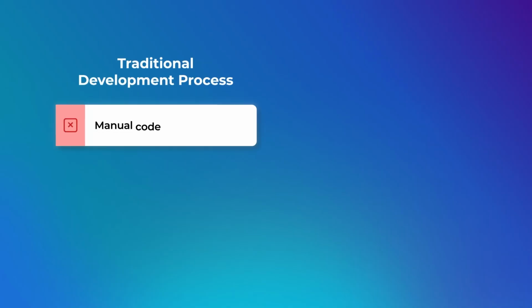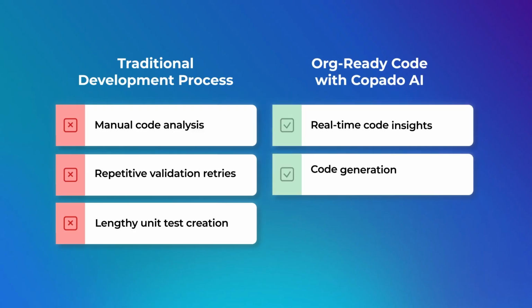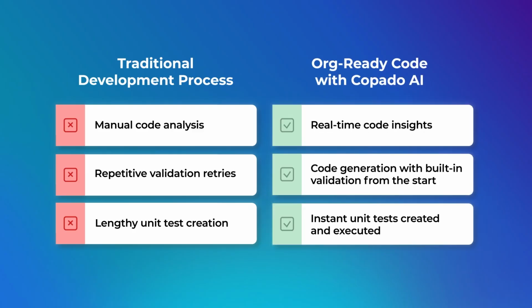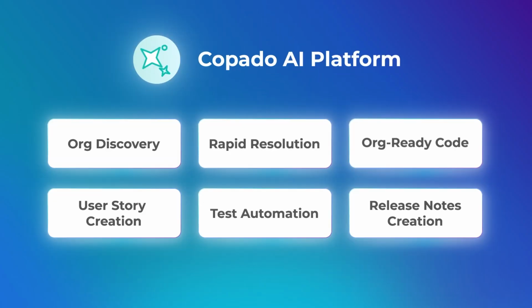What traditionally would take hours of repetitive coding, multiple deployment attempts, and countless validation errors is now a streamlined AI-guided process that generates tested, org-aligned code that developers can deploy confidently. This is just one capability within Copado's AI platform that helps teams deliver faster, with higher quality and less risk.